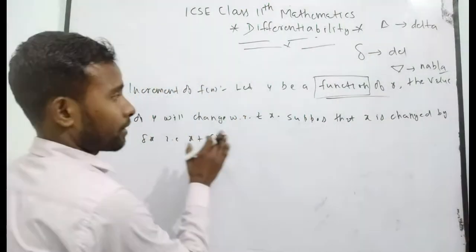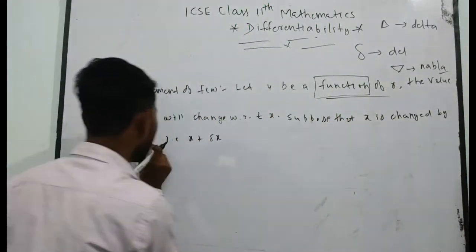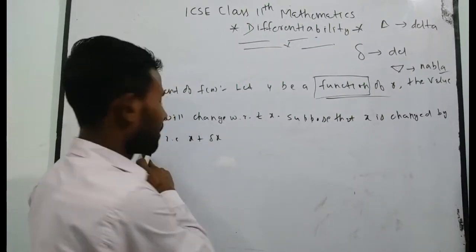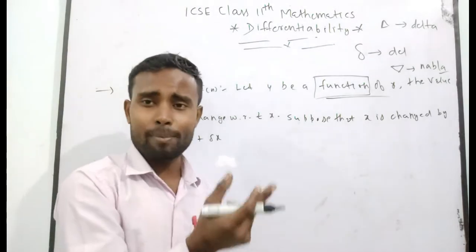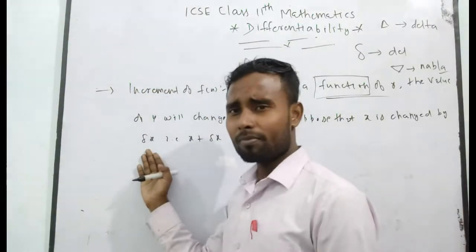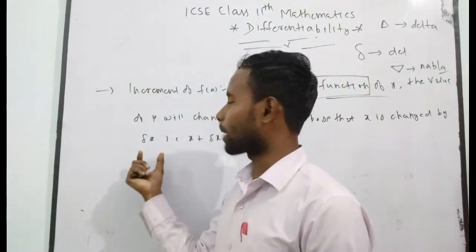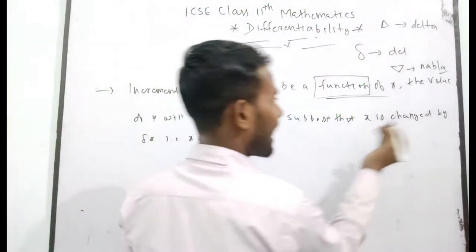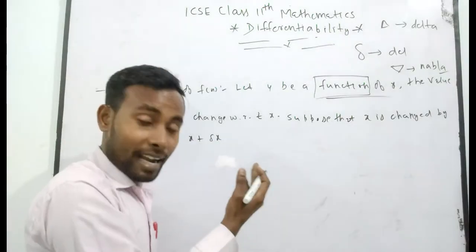Suppose that x is changed by del x. In which case do we use del? When you change the value of any variable by a small quantity, you can use del. I think you can also use h, but I want to write del x because it has become very standard. Suppose that x is changed by del x, that is x plus del x.